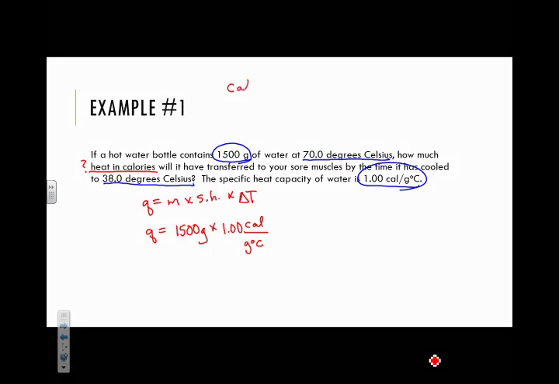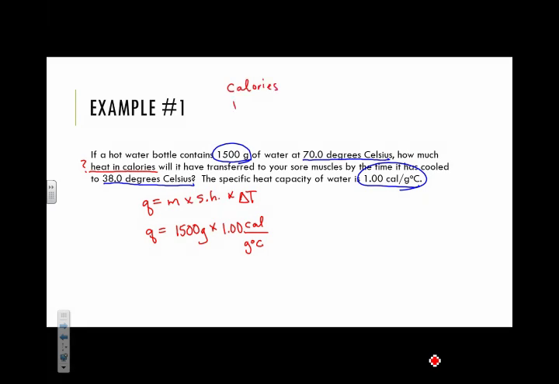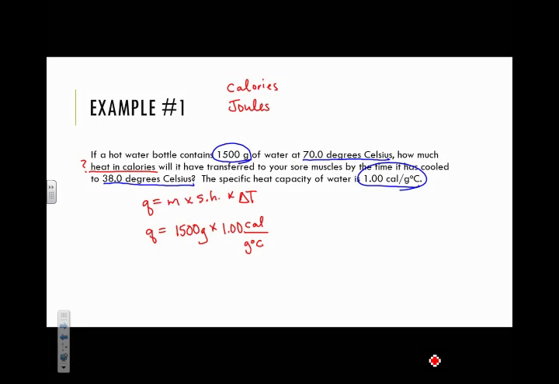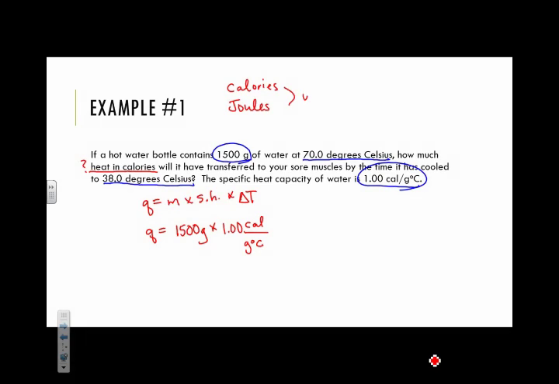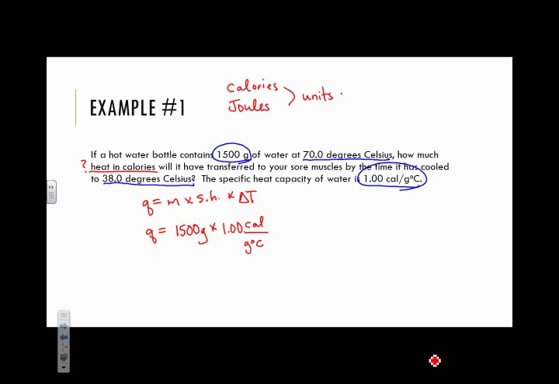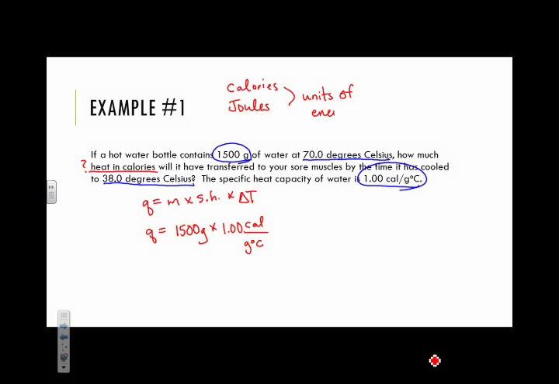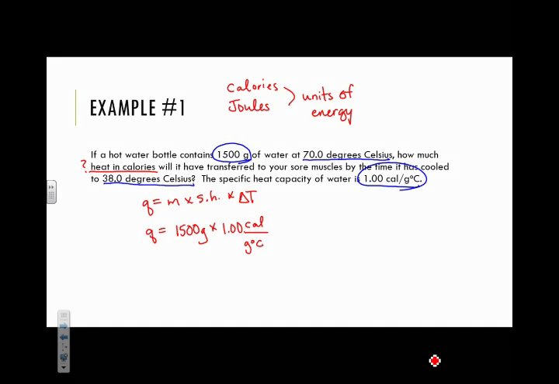That calories, by the way, calories and joules are both units of energy. Now, in chemistry, these heat calories are actually smaller than your food calories. Food calories are actually kilocalories in chemistry. So just keep that in mind. When we say calories, we're not actually talking food calories here, although it's the same idea. It's an energy unit.